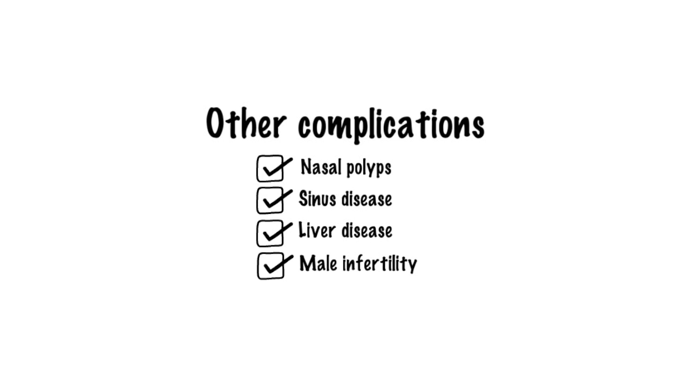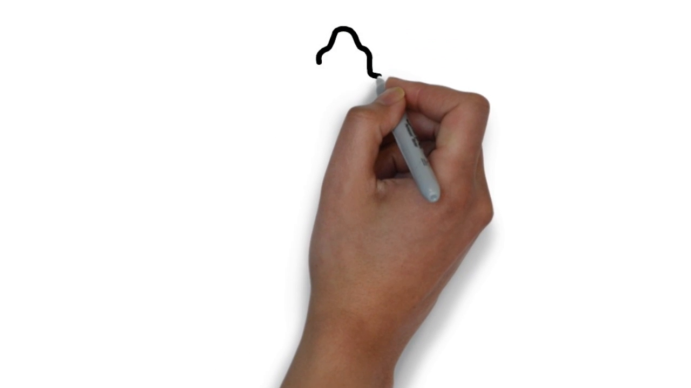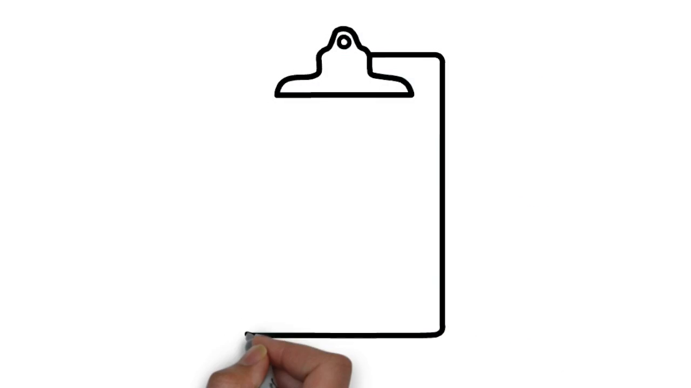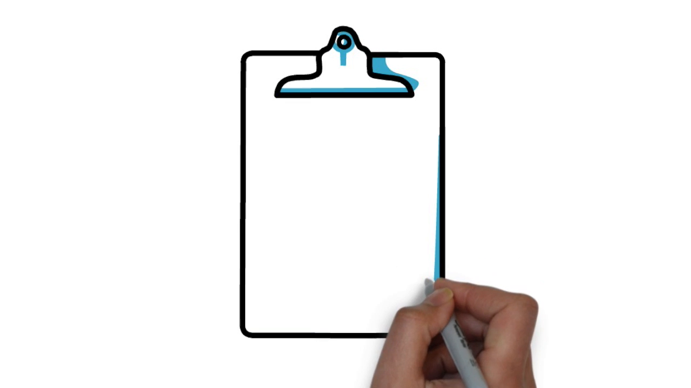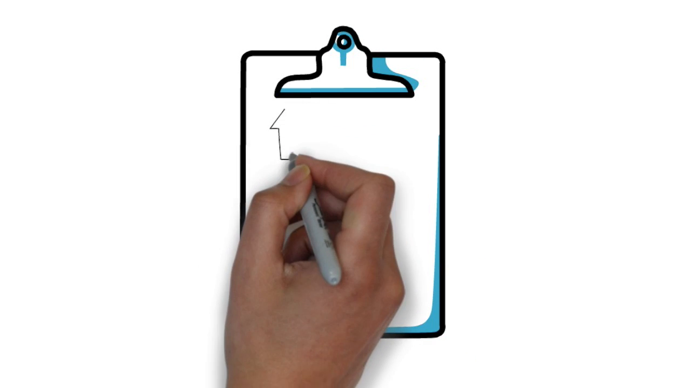Other downfalls of CF include nasal polyps, sinus disease, liver disease, male infertility, and reduced fertility in women. The screening process to diagnose CF is very comprehensive and accurate today, thanks to our understanding of the genetic background of the disease. All newborns are screened for metabolic diseases within a few days after birth.